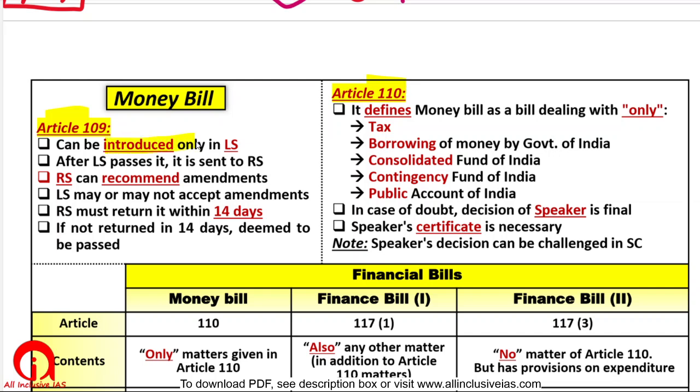Money bill can be introduced only in Lok Sabha. Then it goes to Rajya Sabha. Rajya Sabha can recommend some amendments, but Lok Sabha is not bound. Lok Sabha may accept the amendments given by Rajya Sabha or it may not. If Rajya Sabha does not take any decision within 14 days, then it will be assumed that Rajya Sabha has passed the bill, the money bill. Okay, that is written in Article 109.